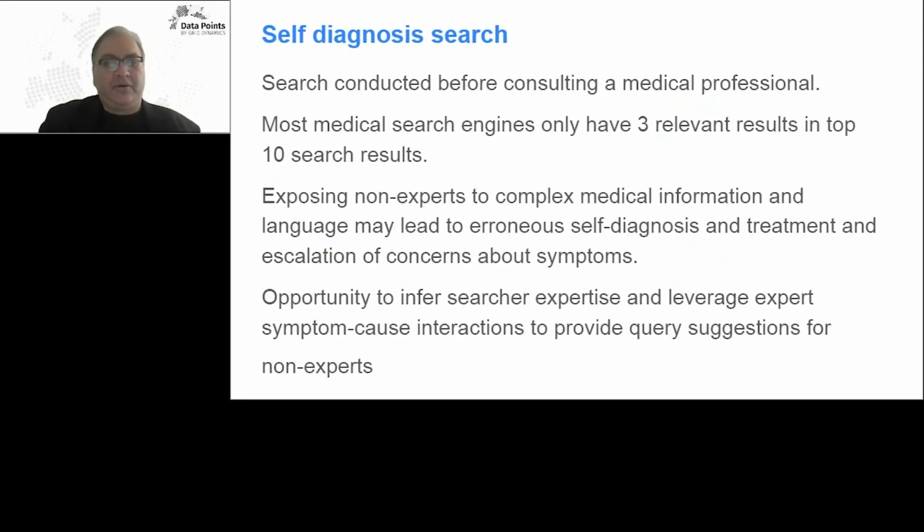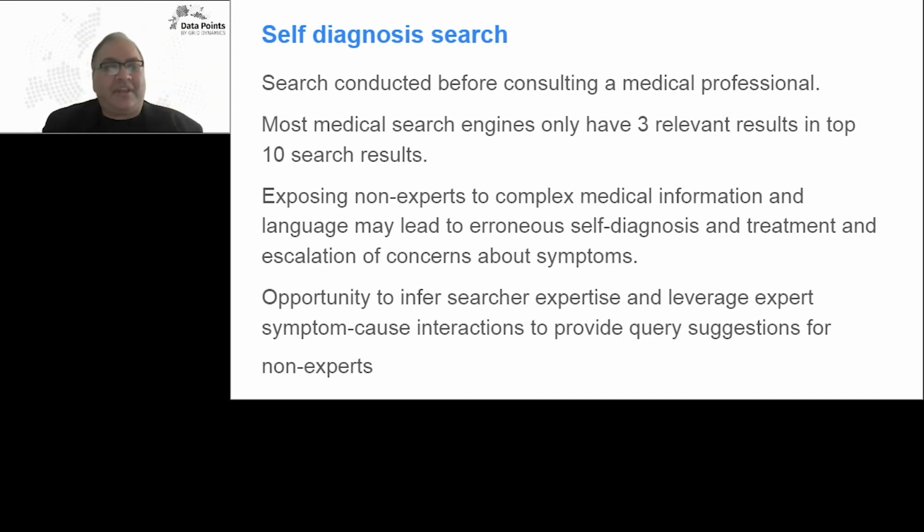Right? So one interesting topic in this space is self-diagnosis search. This is a type of search that people conduct before they go and consult a medical professional, right? I think this is a common behavior nowadays. If you are experiencing some symptoms or if you have some questions, you will instantly do a self-diagnosis. Even before calling a nurse or a doctor, you will go online and see, okay, I'm seeing this symptom. Is something wrong with me? Okay, let's see what Google or WebMD or some search engine tells me, right?